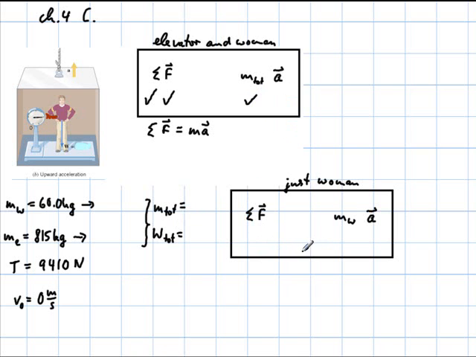Now, for just the woman, what we have given is her weight, but there's a second force acting on her, and that would be the normal force. I'm not going to call it a tension, because the rope isn't attached to her. The rope is attached to the elevator. So that would be the normal force, and that indeed is what the scale measures. So that's what they're asking for.